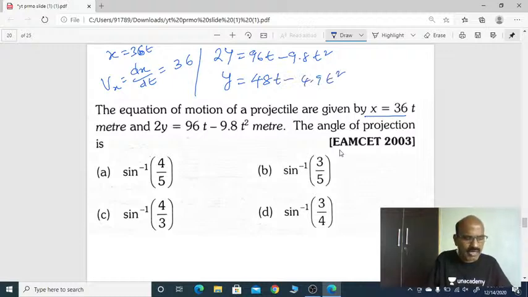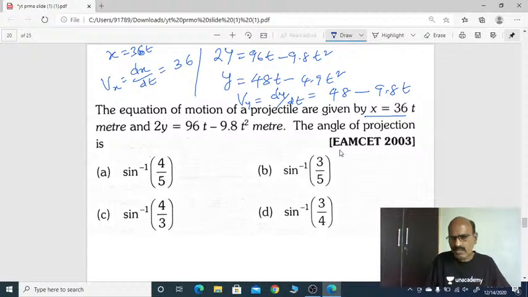Now we got y. Now what is the velocity along y axis? dy by dt. Do the differentiation. Derivative of 48t is only 48, minus 2 will come up. 2 into 4.9, 9.8 into t. Right? That's all. Vy, vx we got. We know that this is vx. It is vy. Resultant will be this, right? Understand? This is the resultant.